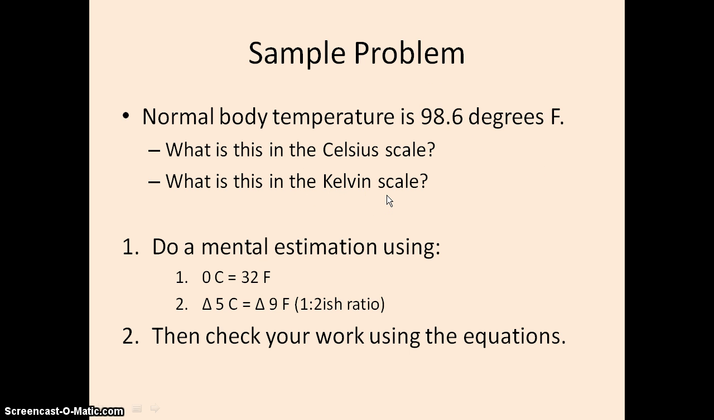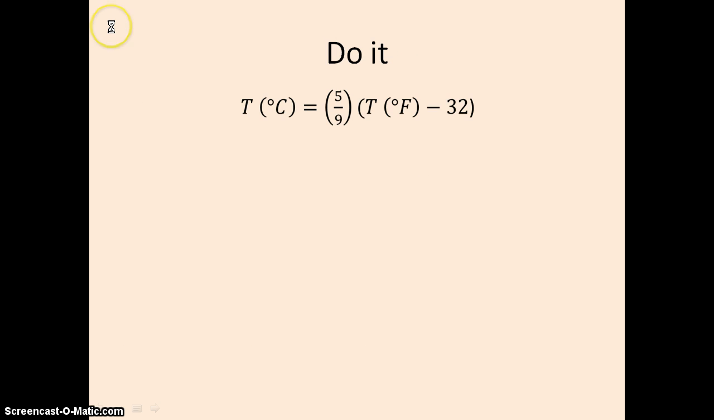And then in the Kelvin scale, that's shifted by 273, which is like 270. So 35 plus 270, 305. Did I do that math right? Plus 2. Yeah, 305 Kelvin. That's my estimation. On the next page, we can check work using the equations.